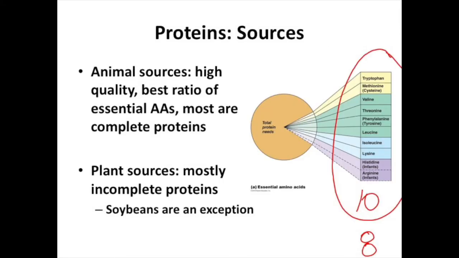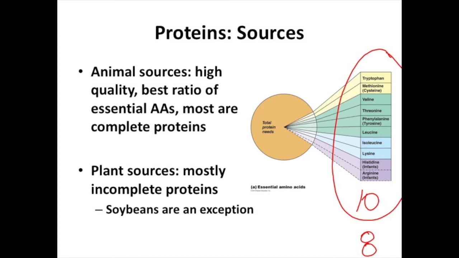So let's talk protein for a second. Most people, when you talk to them about protein in their diet, assume that it is going to come from animal products. It's going to come from meat or eggs or milk or a variety of other dairy products. And animal sources of protein are very high quality, and the reason a lot of people prefer them is they give you the best ratio of those 10 essential amino acids.